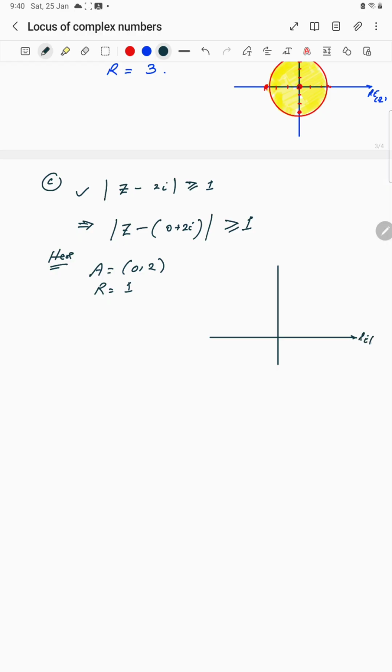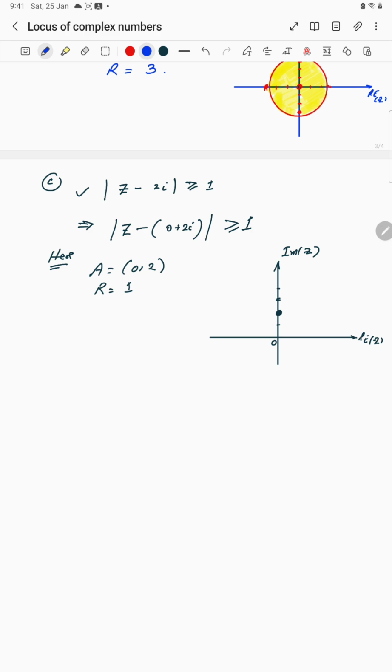This is real of z. This is imaginary of z. 0, 1, 2, 3, 4. Okay. So the center is 0, 2. Center is here.